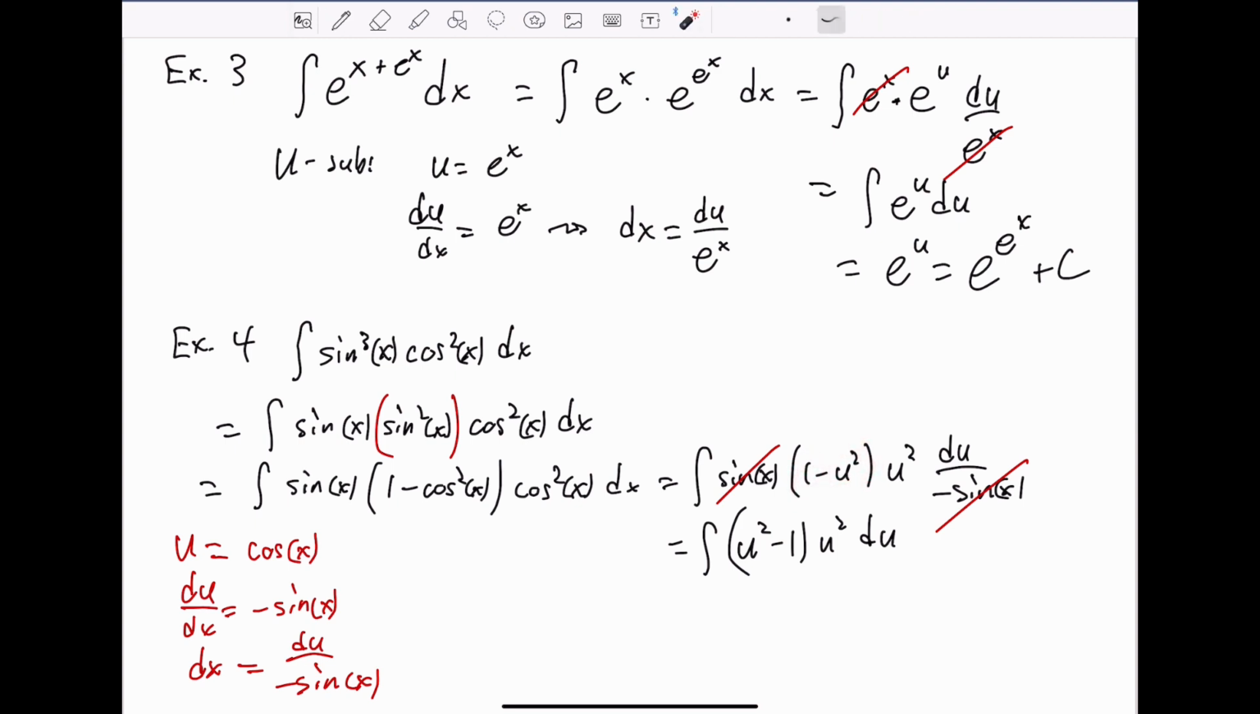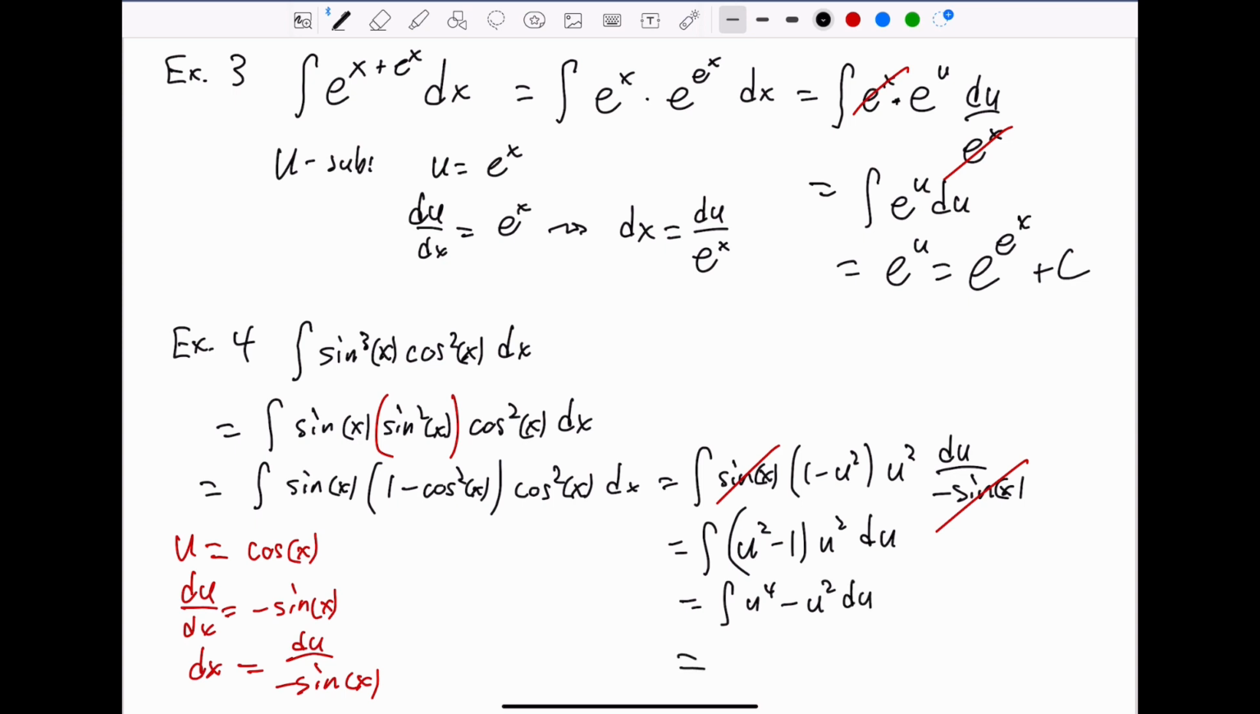Now, at this point, it's a little bit tempting to just find the antiderivative of u squared, find the antiderivative of 1, do another antiderivative there. However, when we're taking the antiderivative of a product, we can't separately do antiderivatives of the two different factors. There's no rule for integration that allows me to do that. So in order to continue, I must first distribute the u squared into both the terms. So this is u to the fourth minus u squared du.